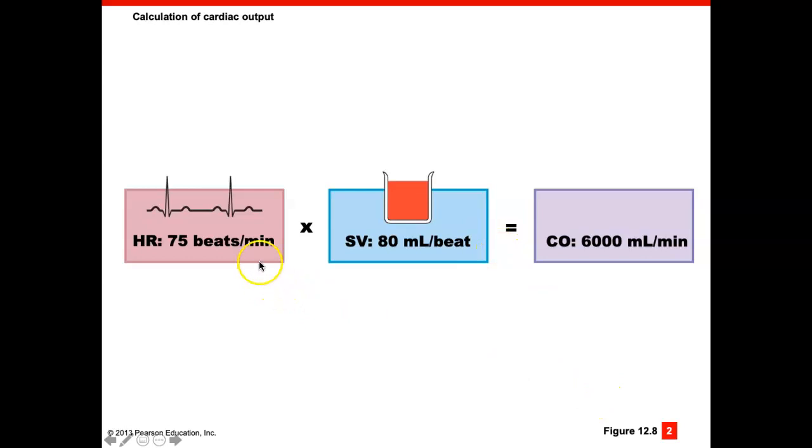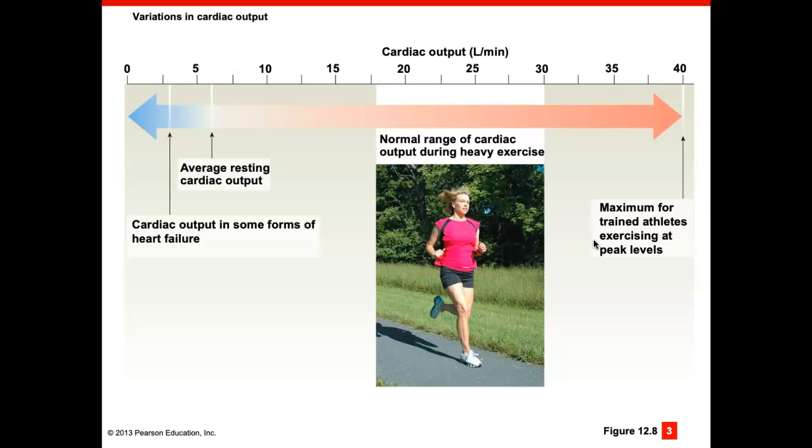So here our heart rate times stroke volume is cardiac output, which is 6,000 milliliters per minute. That's 6 liters, and a liter is approximately a quart, so 6 liters per minute. Here's the normal range of cardiac output, during heavy exercise, and the maximum for trained individuals. We don't really spend much time looking at cardiac output like that.